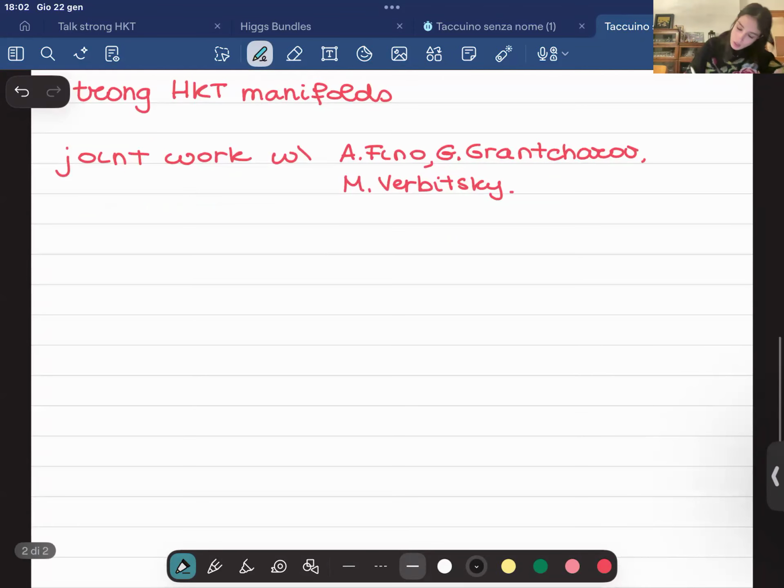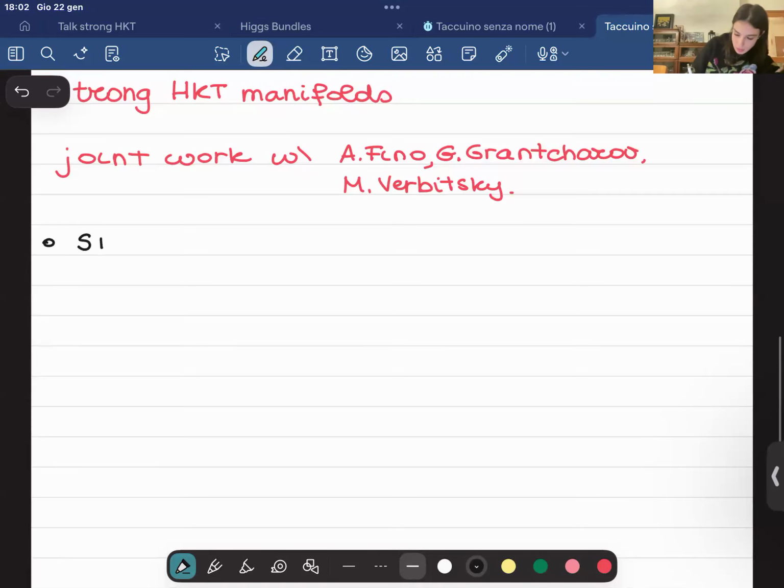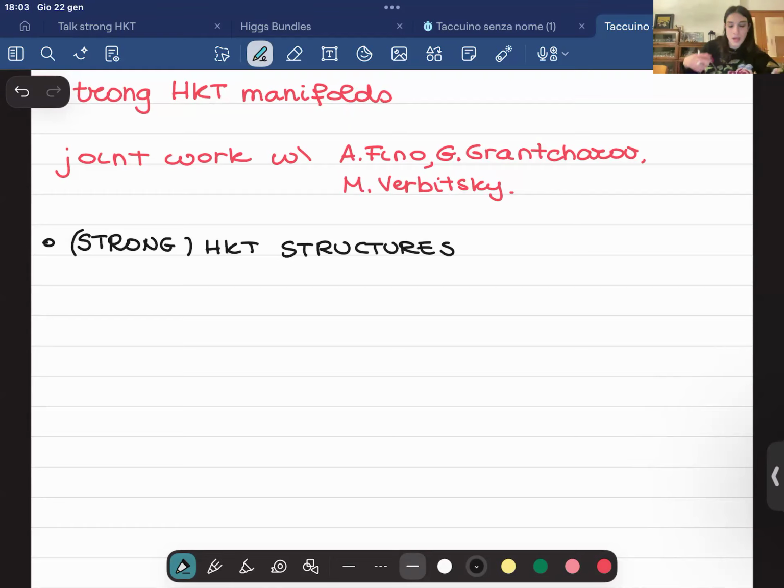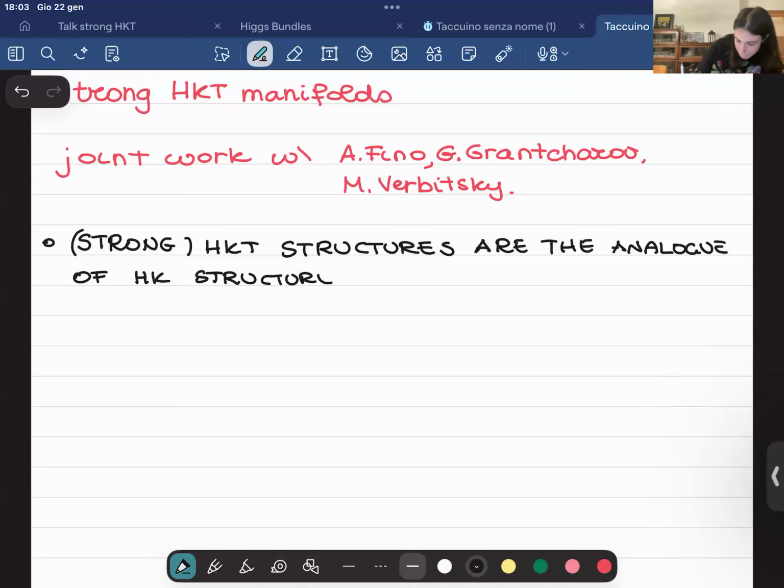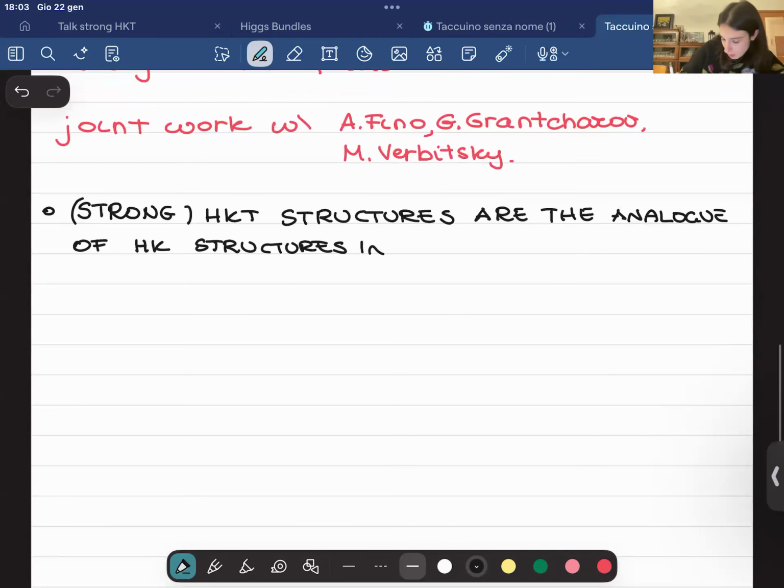So let's start by saying something about the mathematical background of strong HKT structures. What we can say is that the strong HKT structures can be considered as the analog of hyperkähler structures in geometry with torsion.